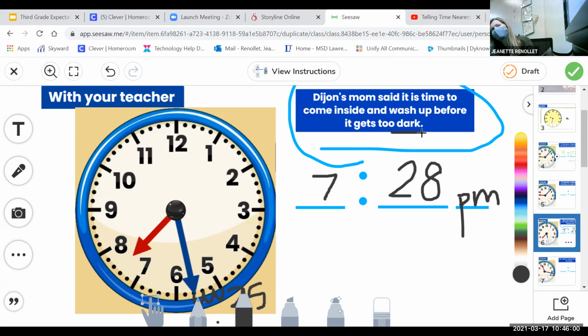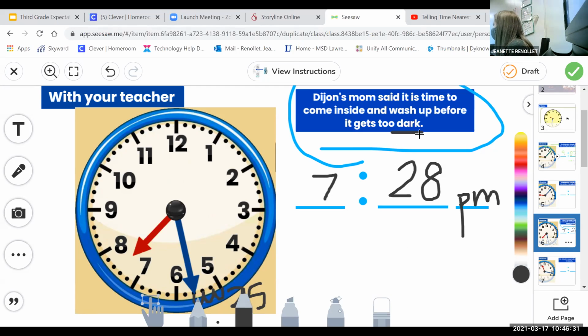Okay. Well, it's dark in the morning. When I wake up right now, it's dark. And that's AM. How did you know this situation talked about 7:28 PM? How did you know it wasn't talking about 7:28 AM? What clues from our situation? You want to try again? Wash up. So you're probably not outside and needing to come in and wash up at 7:28 AM.